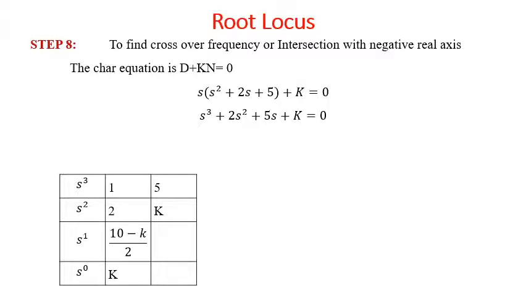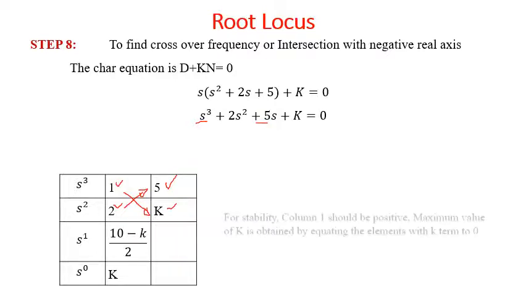Next, apply the Routh-Hurwitz criterion method to determine the k. Here we have s cube's coefficients 1, 5, then next 2, then k. Apply the determinant method to find out the next s1. So 2 into 5, 10 minus k divided by 2, that is (10 minus k) divided by 2. Next find out s0, we get k.